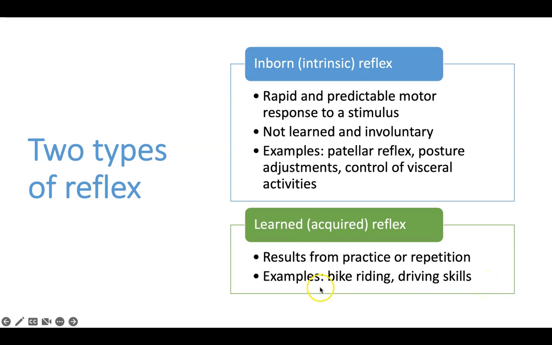So one thing also to note about these learned or acquired reflexes is that they're often much more complex than inborn reflexes. So these are things, say, like driving. You are having to use your hands in a very particular manner. Your feet, your eyes, your ears, every part of your body is basically engaged to do this very complex task. But in the end, you don't really have to think about it much. It's reflexive. So we'll focus mainly on this inborn or intrinsic reflex type, but just know they both work in very similar ways, just the learned are often much more complex.